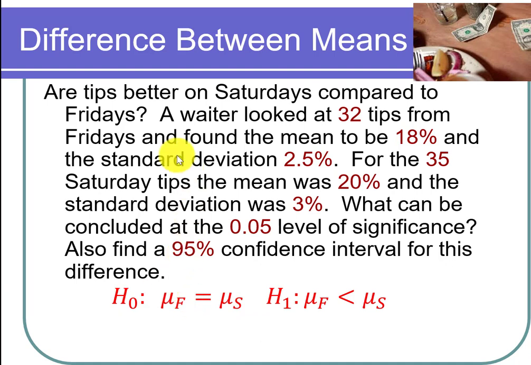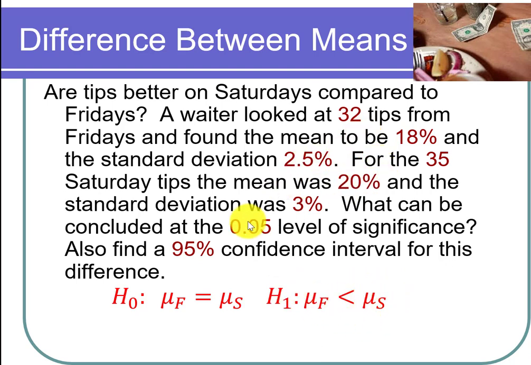So for the null hypothesis, we want to show the population mean. Again, it's the mean tip that this waiter's getting. H naught is that the population mean tip on Fridays is equal to the population mean tip on Saturdays. H1, well, we're thinking Friday is less. So the population mean tip on Fridays is less than the population mean tip on Saturdays. Mu sub f is less than mu sub s.